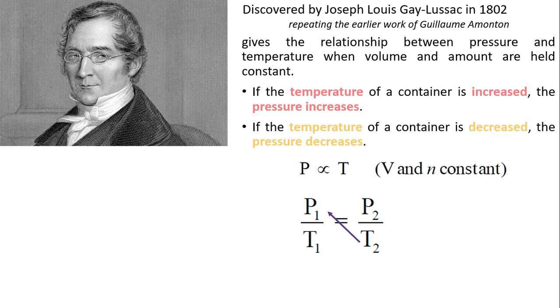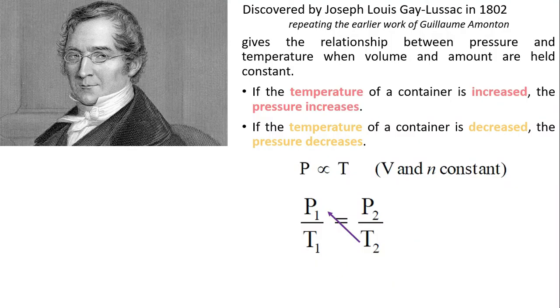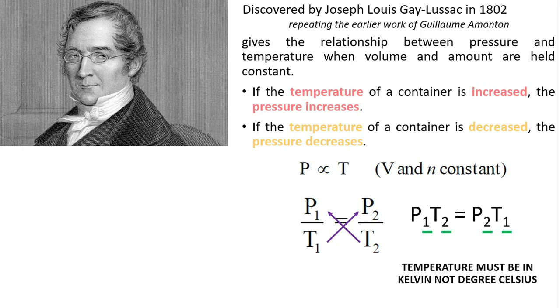Okay, so since I don't like fractions, let's cross multiply or manipulate this. So we will have this formula P1 T2 is equal to P2 T1. Okay, so again, please mind the subscripts: 1, 2, 2, 1. Temperature must be in Kelvin and not degrees Celsius.